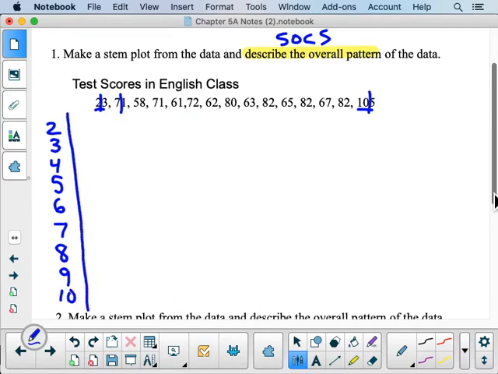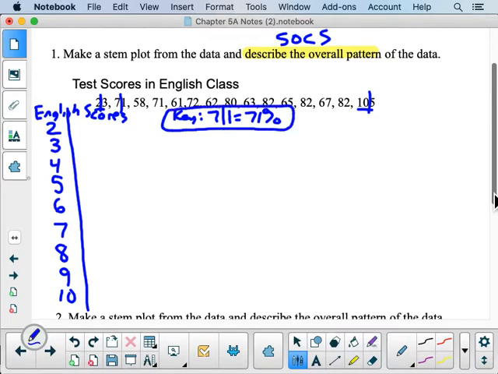The leaves will vary. Okay, I didn't leave myself a lot of room for a title, so this is going to be English scores. Okay, my key, I'll just do right here, right at the top. Pick one, 7 as a stem, 1 as a leaf. That translates to 71% on the test. So that's what that would be.